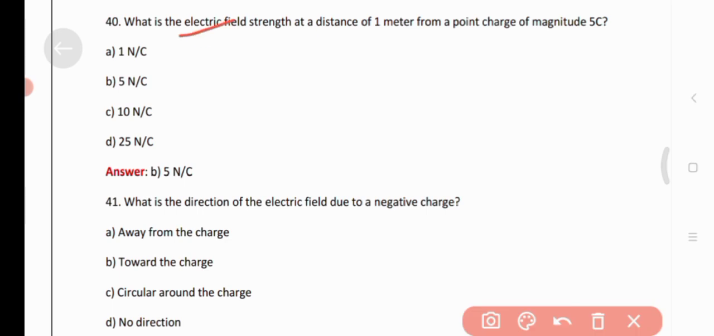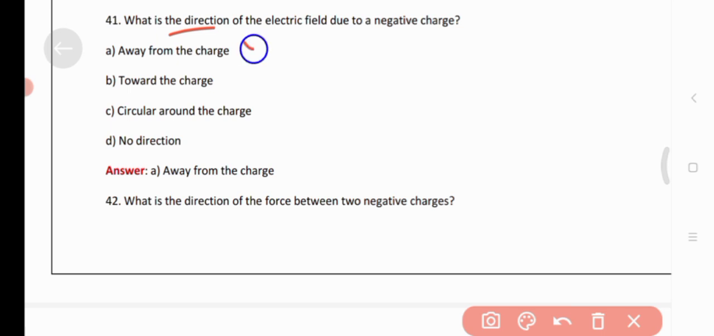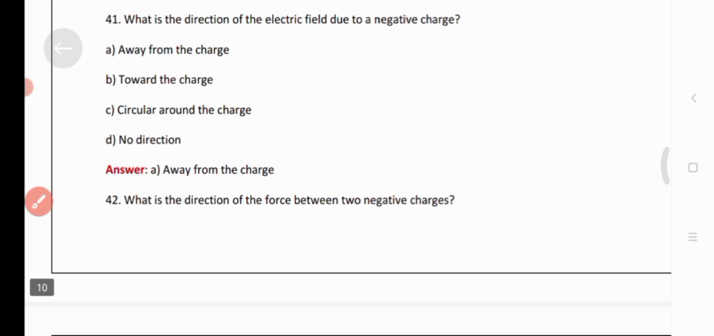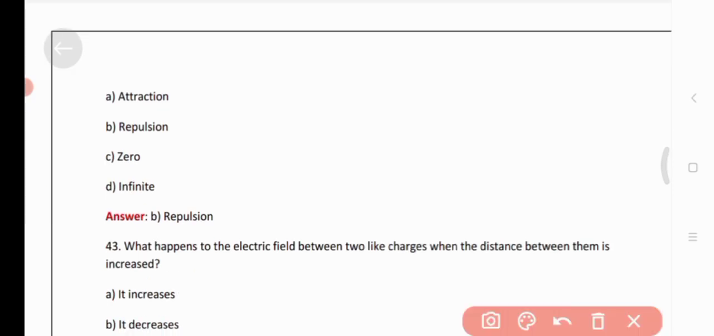What is the electric field strength at a distance of 1 meter from a point charge of magnitude 5C? Option B, 5 N by C. What is the direction of the electric field due to a negative charge? Option A, away from the charge. What is the direction of the force between two negative charges? Option B, repulsion.